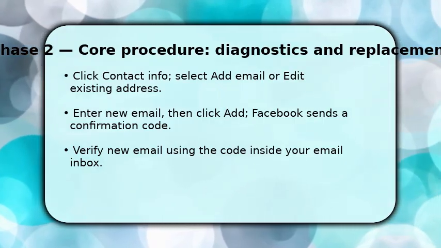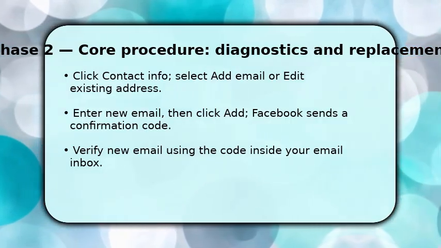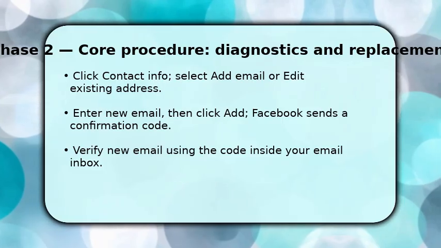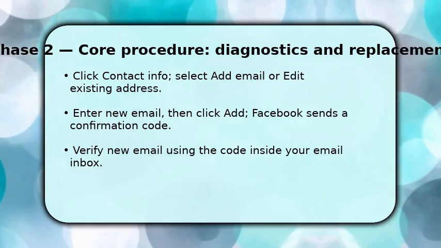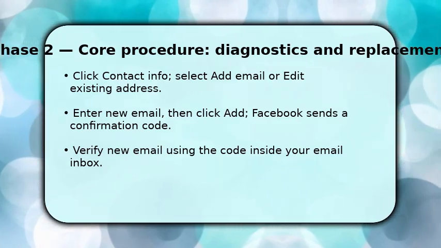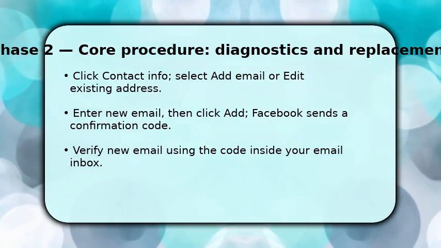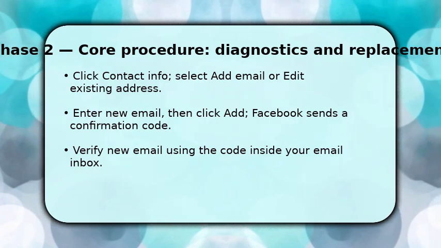After you submit, Facebook sends a confirmation message to that new email. Open it and click the confirmation link or enter the code back on Facebook. Once verified, Facebook uses the new address for recovery. Make sure to remove the old email only after verification. Otherwise, you might lose access if you can't receive codes.